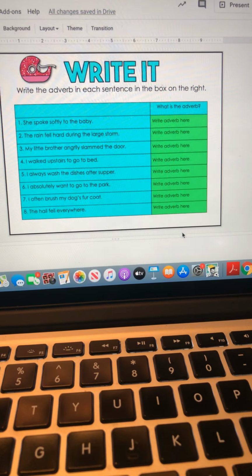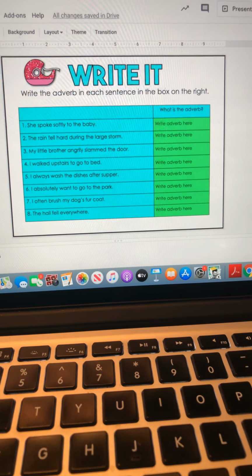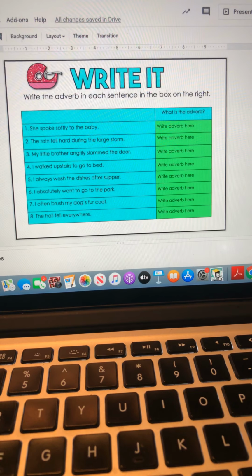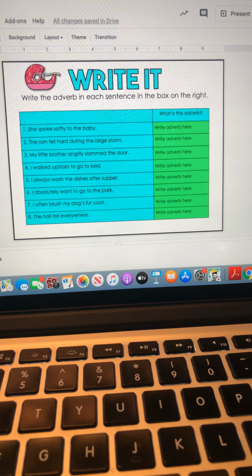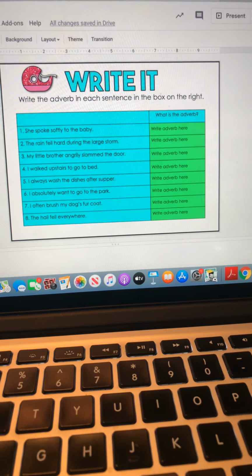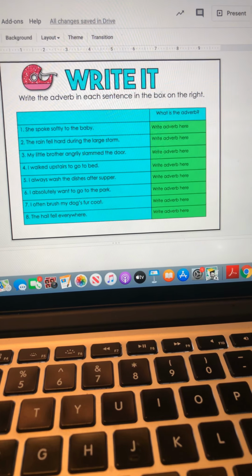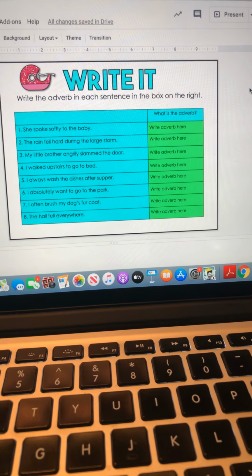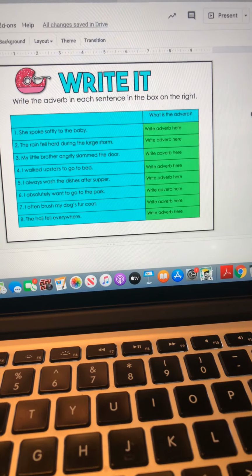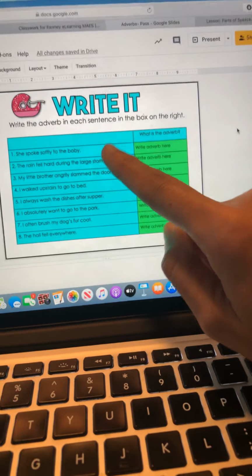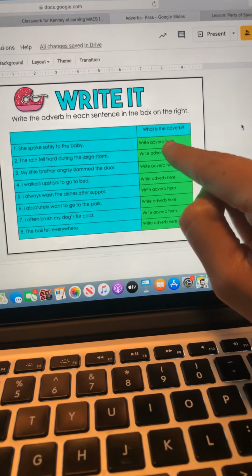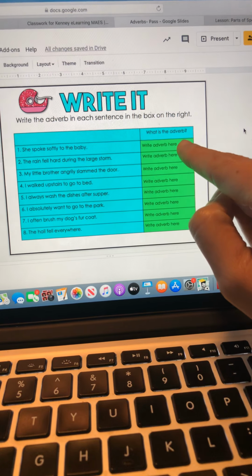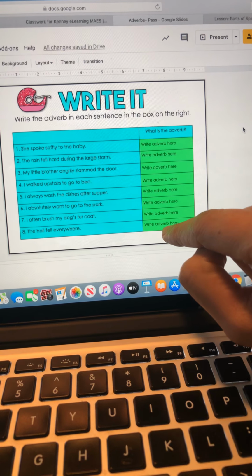All right, the next slide is write it. Write the adverb in each sentence in the box on the right. All right, so I'm going to read each of the sentences. And as I'm reading, I want you to think, what is the adverb in the sentence? And you're going to type it in the green box to the right.